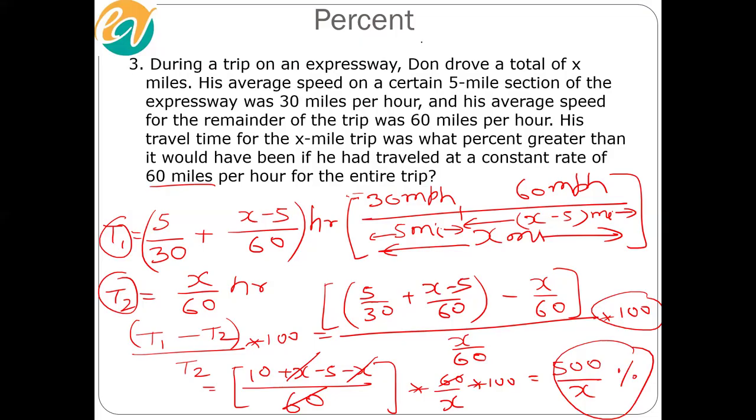Any doubt, guys? This will definitely not come under the very tricky question category on GMAT. Straight application of rate and distance and percentages. So 500 upon X percent is the answer.